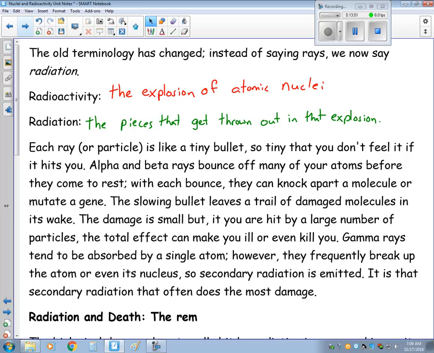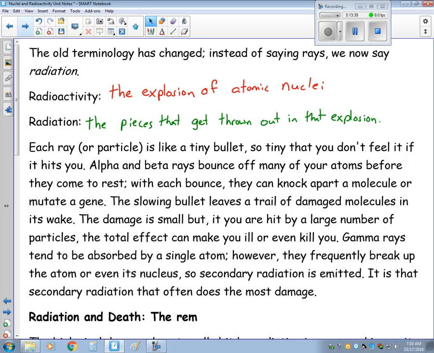So each ray, or I should say each particle, is like a tiny little bullet. It's so tiny that you don't feel it if it hits you. In fact, alpha and beta particles will bounce off many of your atoms before they come to rest. With each bounce, they can knock apart a molecule or mutate a gene. So the slowing bullet leaves a trail of damaged molecules in its wake. This damage is small, but if you get hit with a large number of these particles, the total effect can make you very ill or even kill you.